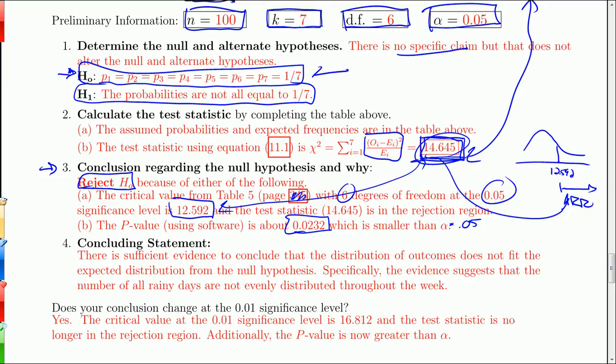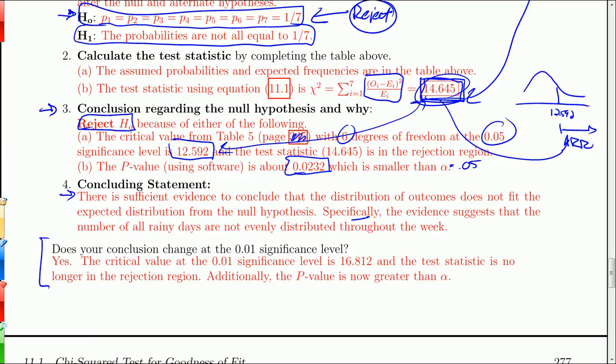So what you do, let's go back here. We are rejecting this. So we certainly have good reason to believe that the days are not evenly distributed. The probabilities are not all equal to 1/7. So specifically, there is sufficient evidence to conclude that the distribution of outcomes does not fit the expected distribution from the null hypothesis. And while that is true, it is still somewhat cryptic. So to clarify that within the context of this specific example, we say specifically, the evidence suggests that the number of all rainy days are not evenly distributed throughout the week. Right?